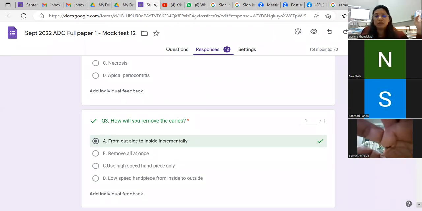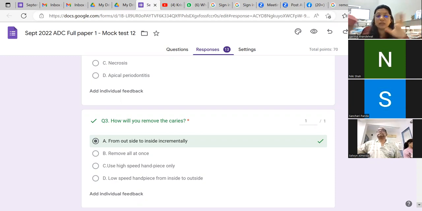Use high speed handpiece only. Not necessarily. I would personally go very slow, but you can use a high speed handpiece. Nobody is stopping you. But low speed handpiece is the right option, from outside to inside, not from inside to outside. Remove everything at once. No, if you remove all the caries at once so near to the pulp, you will expose the pulp. Because there is no pain and no tenderness to percussion, meaning periapical tissue is healthy, you can do indirect pulp capping. The question is telling you the pulp is nice. Don't touch me. Do something above me to heal me.